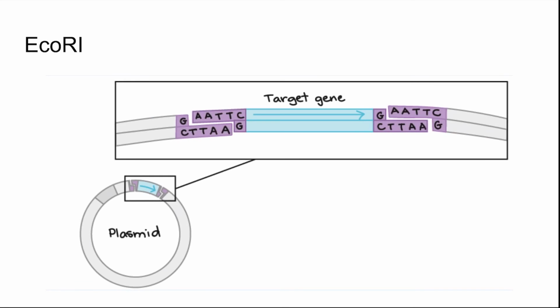Finally, the DNA ligase combines the target gene with the plasmid. The overhang ends stick together with complementary base pairing, A's and T's and G's and C's.